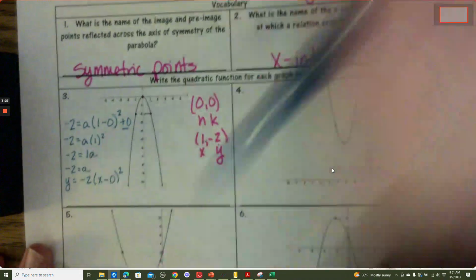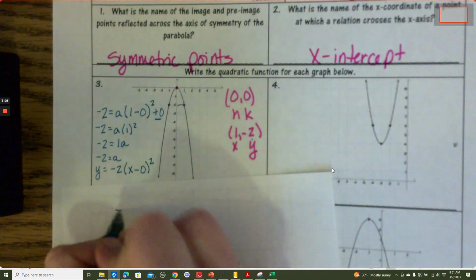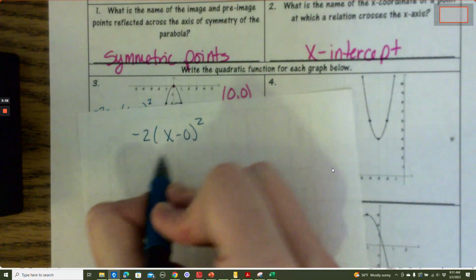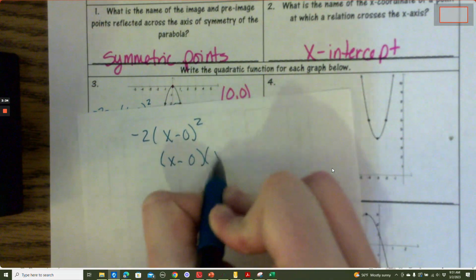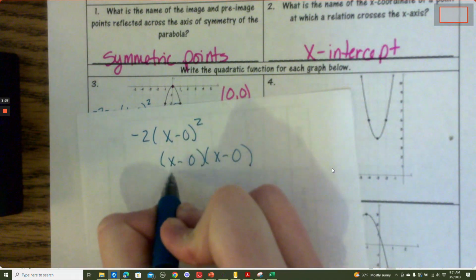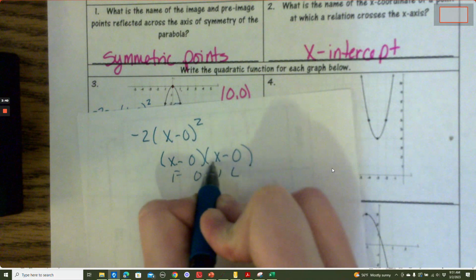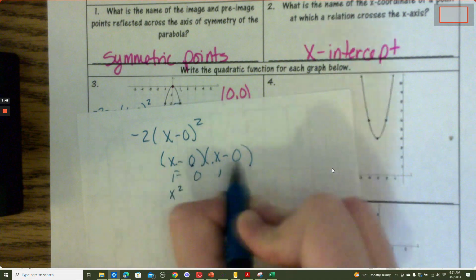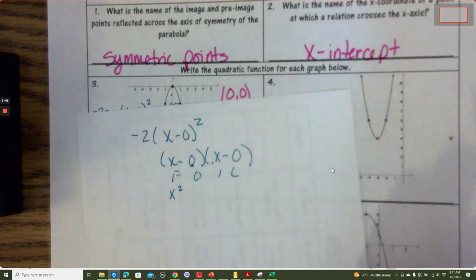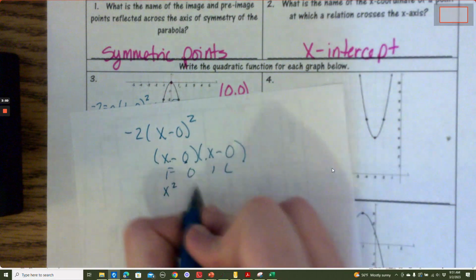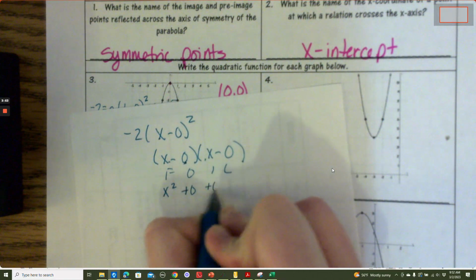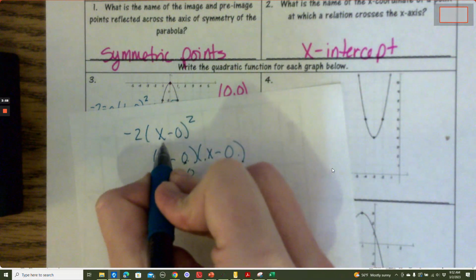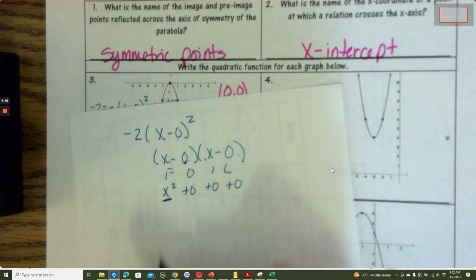So remember to break this down. -2 x minus 0 squared. Break this down first, and we do x minus 0 times x minus 0. So we FOIL it. X times x is x squared. What happens when we multiply something by 0? So like the outside would be 0 times x. It's a 0, right? You multiply anything by 0. So I'm just going to put +0 there, +0 there, and then 0 times 0 is a 0. So x minus 0 squared is just x squared.